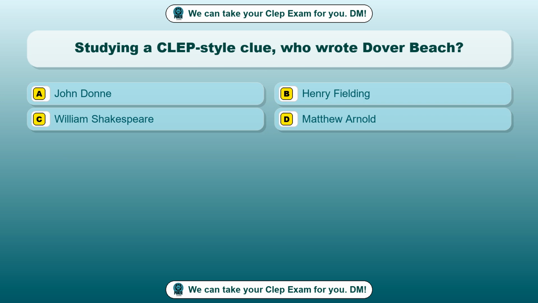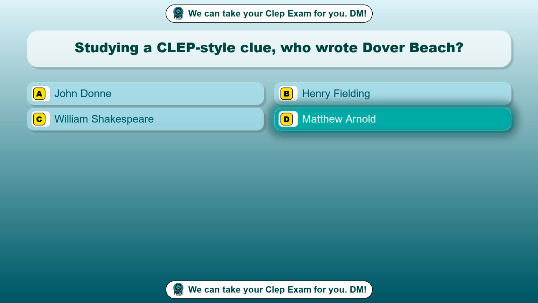Question 75. Studying a CLEP-style clue. Who wrote Dover Beach? Option A. John Donne. Option B. Henry Fielding. Option C. William Shakespeare. Option D. Matthew Arnold. The correct answer is option D.